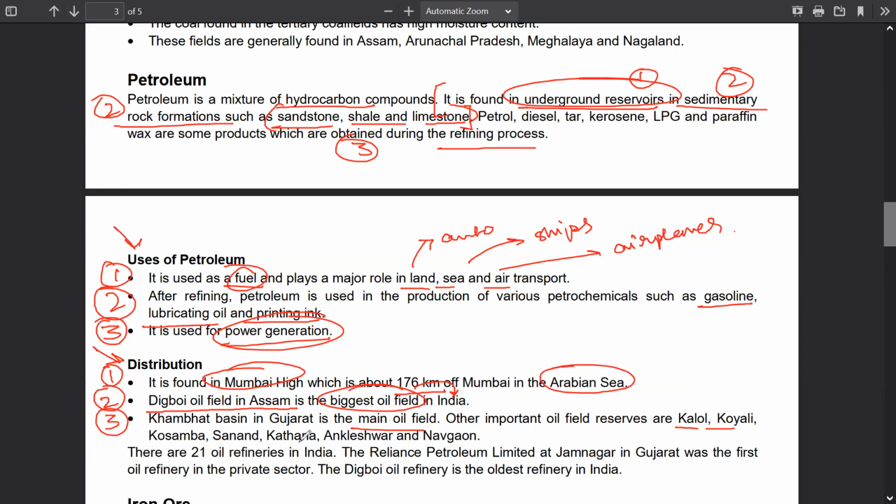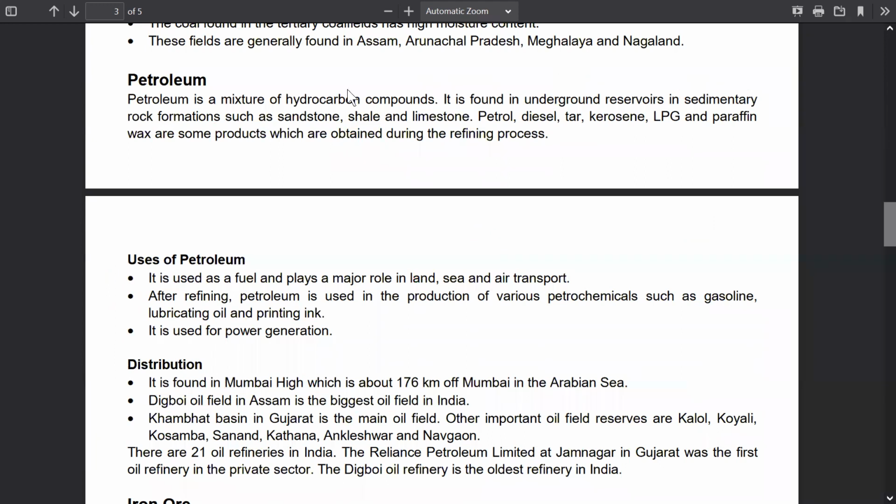All in all, there are 21 oil refineries in India. The Reliance Petroleum Limited at Jamnagar in Gujarat was the first oil refinery in the private sector. The Digboy oil refinery is the oldest refinery in India. Okay, so these are some facts to remember. Let's move on to the next question.